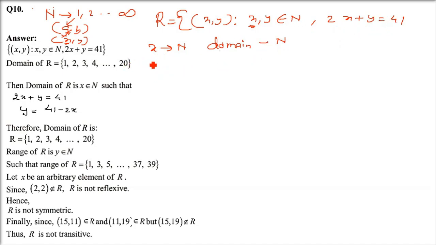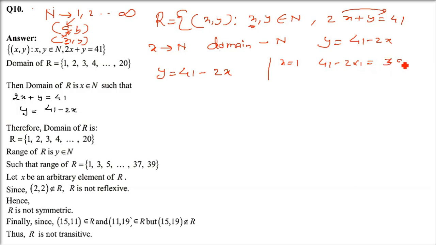Now coming to y. How to find y from this expression? Take 2x to the right hand side. So y will be 41 minus 2x. So y = 41 - 2x. And what we'll do? Let us take the value of x. We start with 1, because the natural number x starts from 1. So I'm putting x as 1. So 41 minus 2 into 1, in this y = 41 - 2x, x as 1. So it is going to be 39. Now I'm putting x as 2. 41 minus 2 into 2, that is going to be 37.